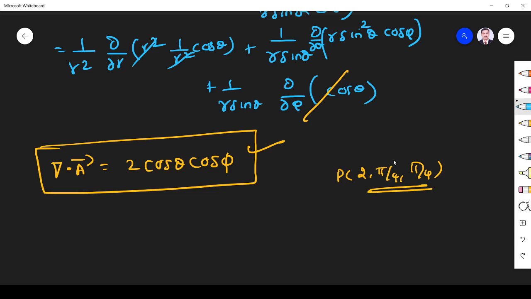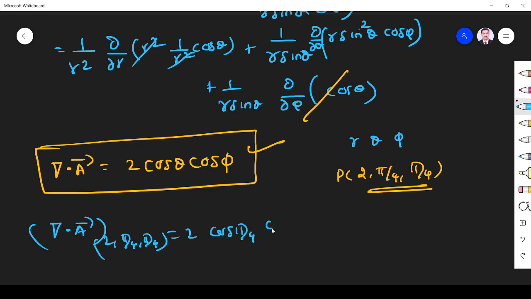Why? We have two angles. In the spherical coordinate system only we have two angles, r, theta, phi. They gave the point with two angles, so surely it is a spherical coordinate system. We got this divergence. So what is the divergence at the point (2, pi by 4, pi by 4)? So 2 cos pi by 4 cos pi by 4. Cos pi by 4 is 1 by root 2, and again cos pi by 4 is also 1 by root 2, so it is 1, right?